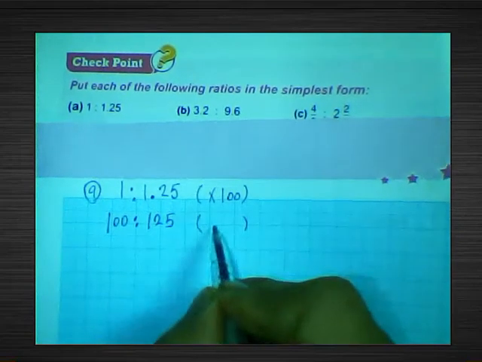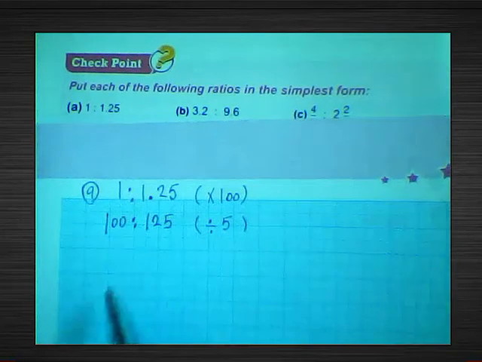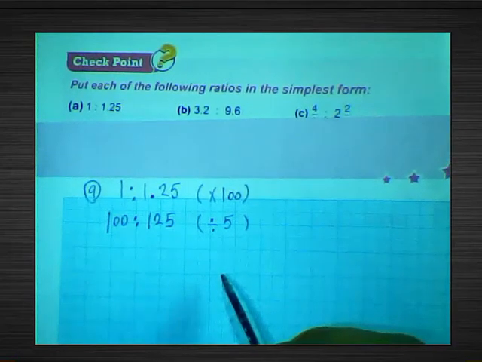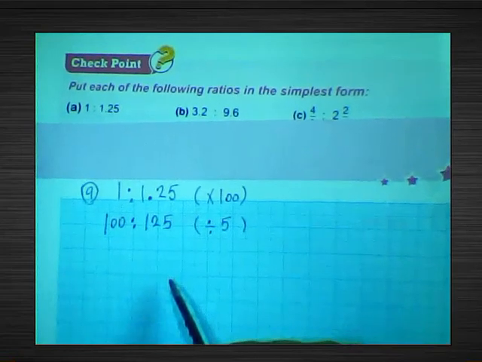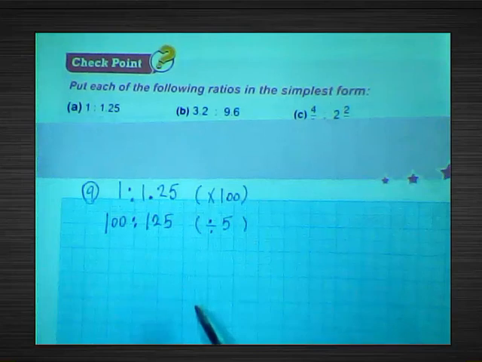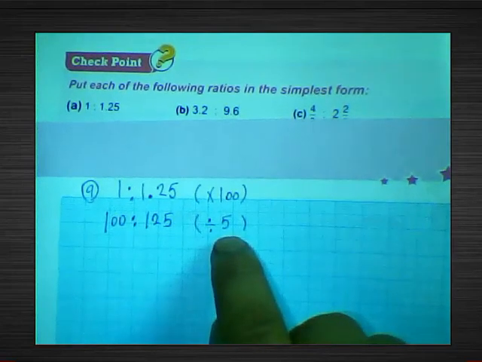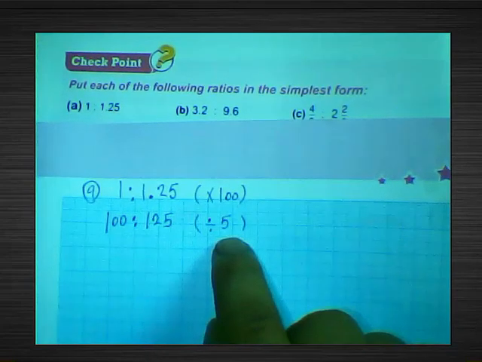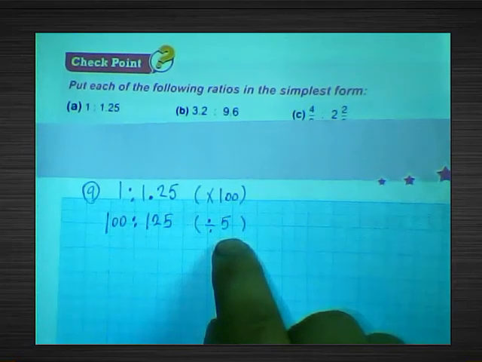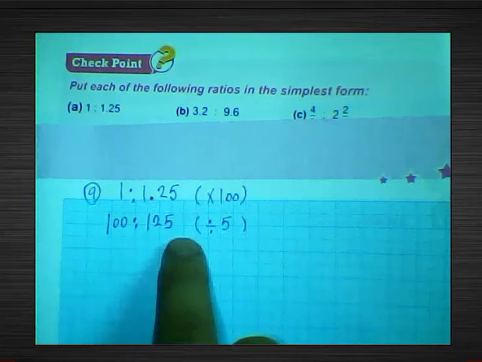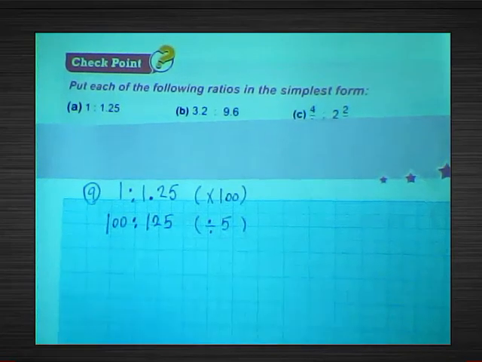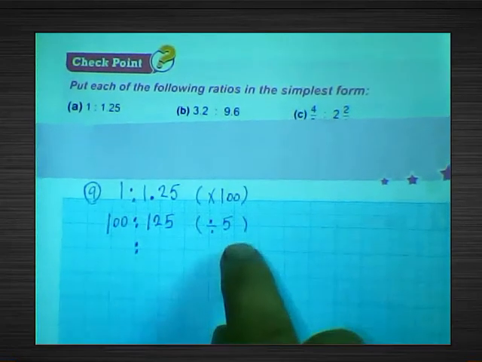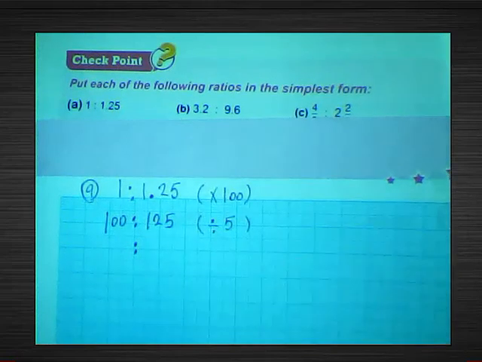And another step, we can find the result by dividing by 5, because 100 and 125 can be divided by 5. Another one, tell me I can divide it by 25. It's true. You can divide it by 25 or 5 as you like, but if you divide it by 5, another step, you must divide it by 5 again, because the highest common factor between 100 and 125 is 25. Don't panic, it's easy for you. Do it or divide it by 25.